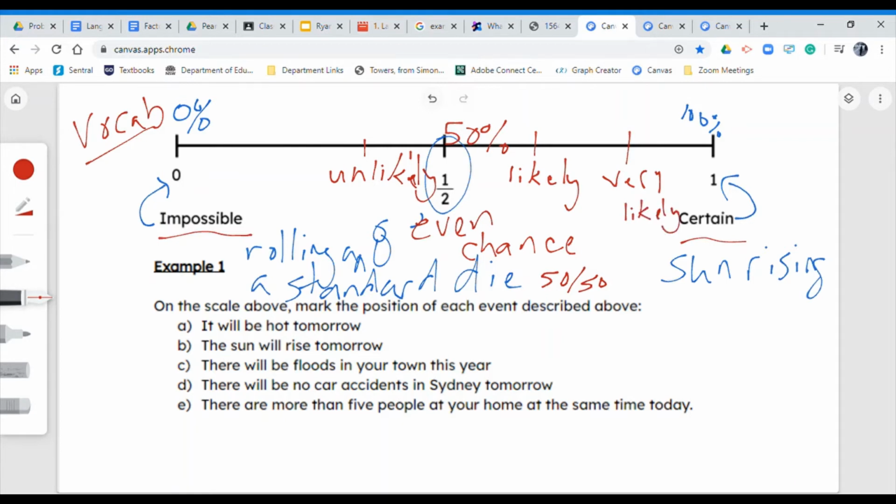And then if you had something that was less likely to happen than unlikely, but more than impossible, you could say it's very unlikely. The chances of me winning the lottery are very unlikely.